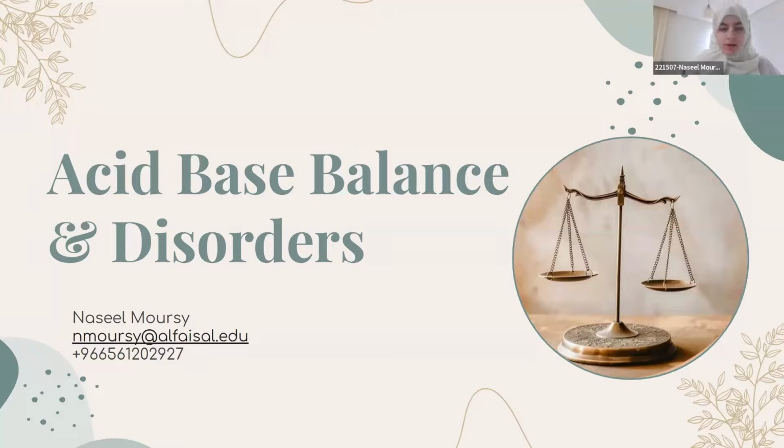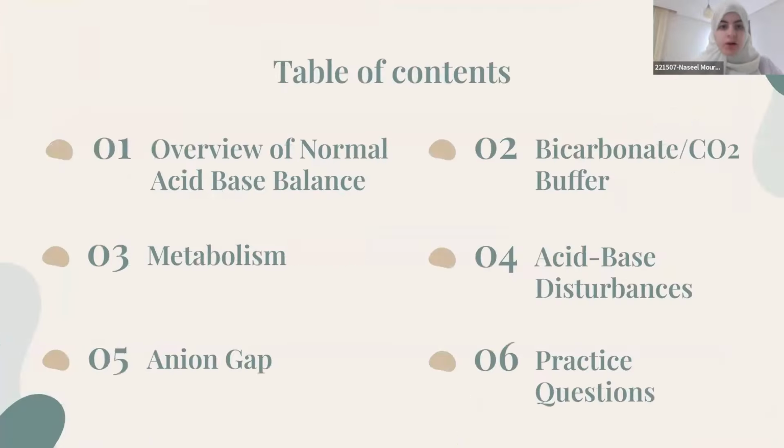Alright, so this is basically three lectures, your physiology lectures 9, 10, and 11 combined into one session. For what we'll talk about today, we're going to talk about an overview of the normal acid-base balance, and then we'll focus on the bicarbonate and carbon dioxide buffer. Then we'll talk a bit about normal metabolism. Then we'll go on to the main interesting topic of acid-base disturbances. And finally, we'll touch upon the anion gap and we'll do some practice questions.